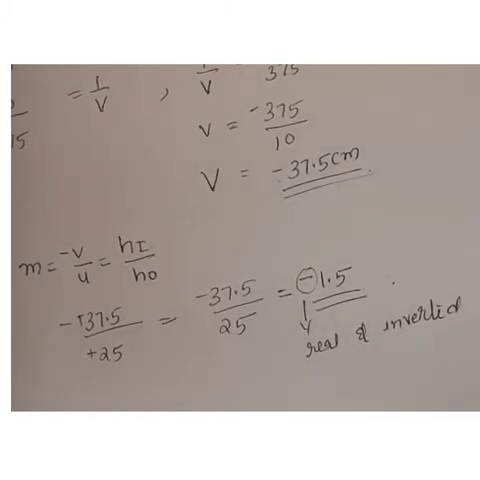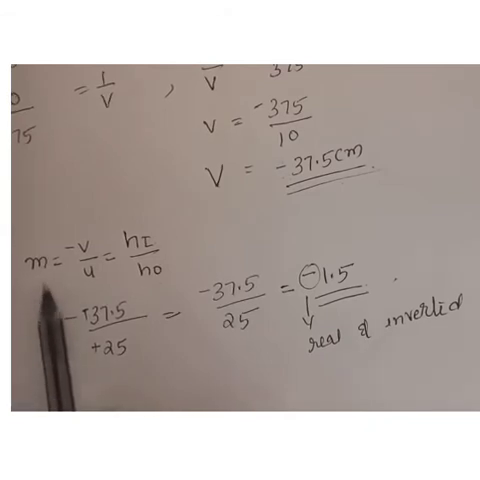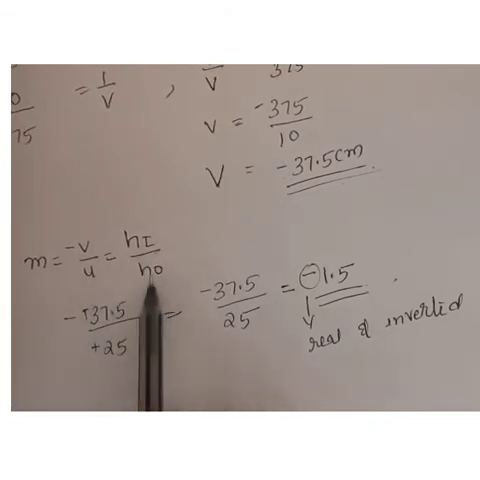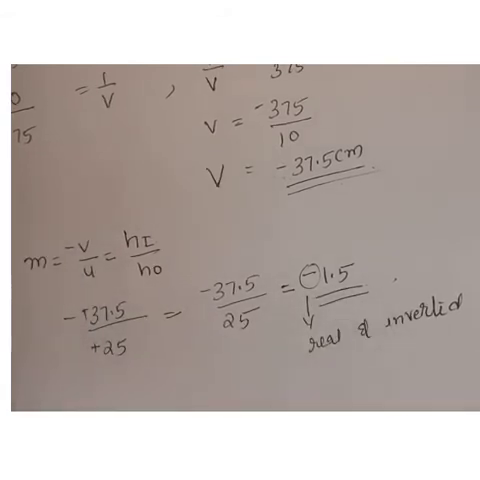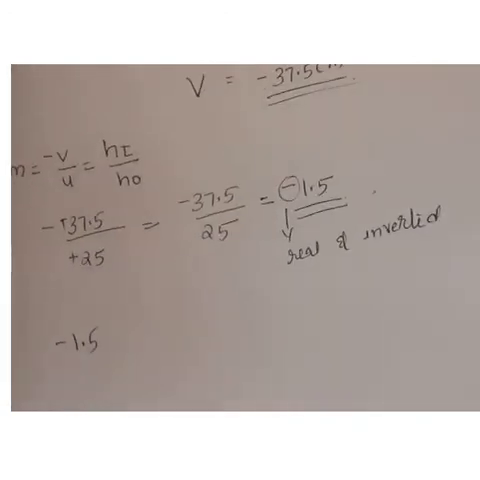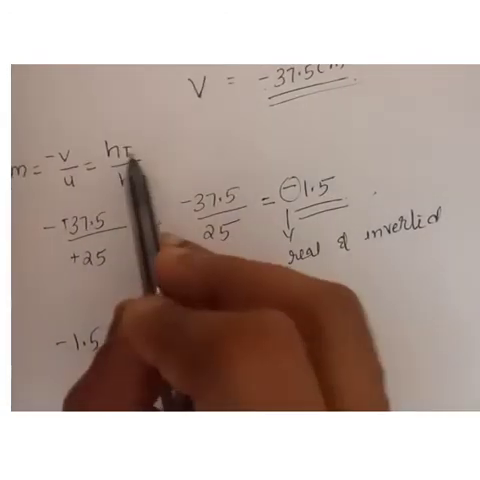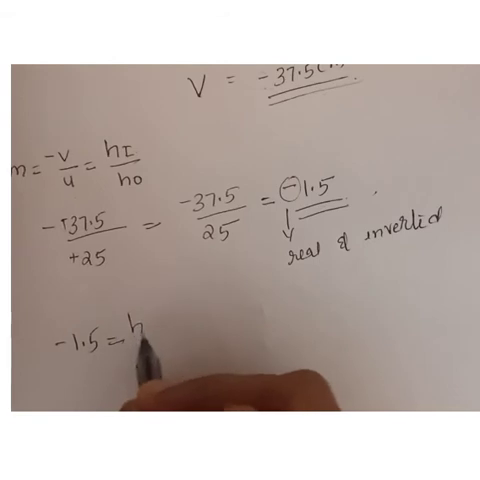And also one more question: you have to find out the size of the image. So how can you find out the size of the image? You know that m is equal to minus v by u, which is equal to hi by ho. So here minus v by u is minus 1.5. So minus 1.5 is equal to hi by ho. You have to find out hi, the height of the image.